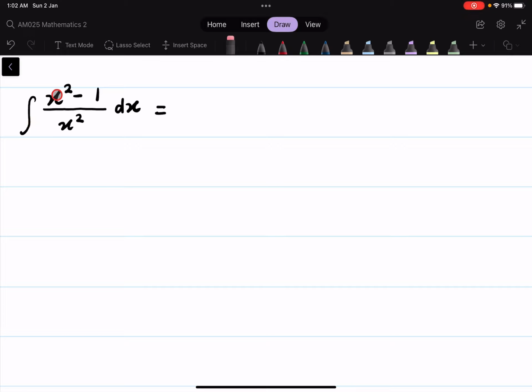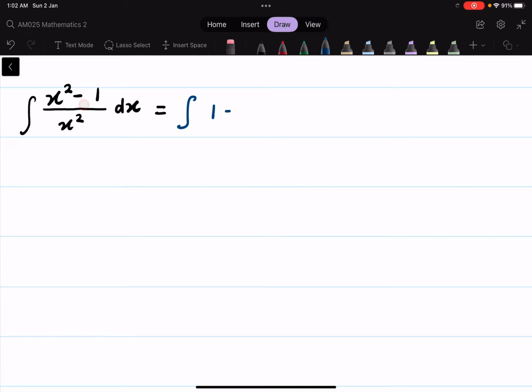Let's integrate (x squared minus 1) over x squared with respect to x. For this question, there are no rules of integration that can be used directly here. So let us divide our numerator by the denominator. x squared divided by x squared is 1.